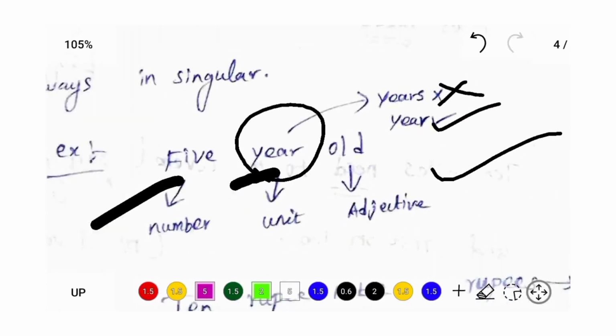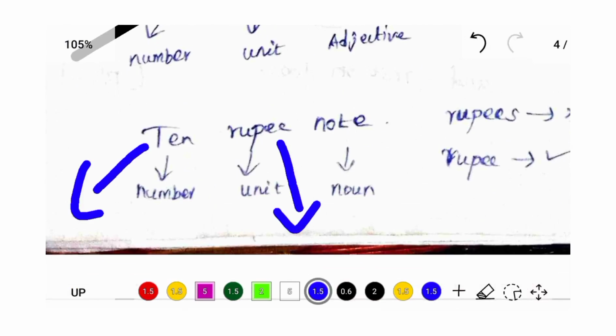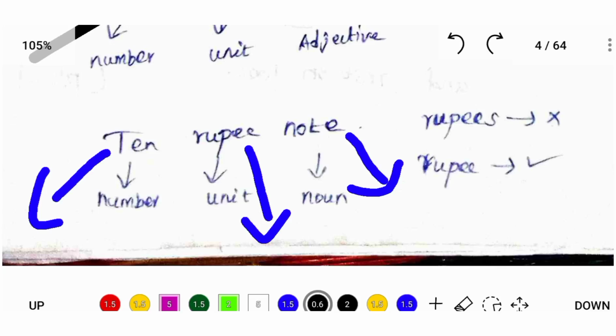5-year-old, that is correct. Same as 10 rupee note. 10 is a number, rupee is a unit and note is a noun. Here don't put rupees. Rupees is incorrect. Rupee is correct.